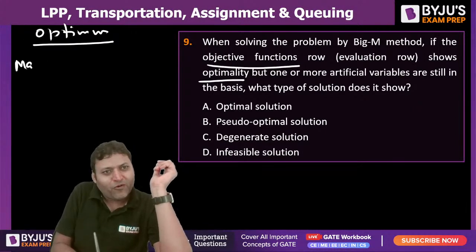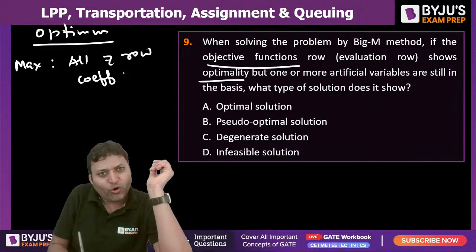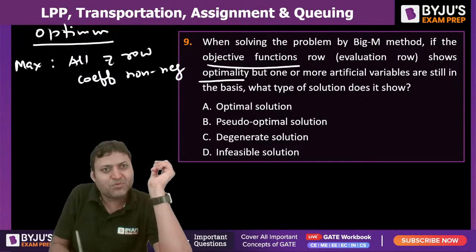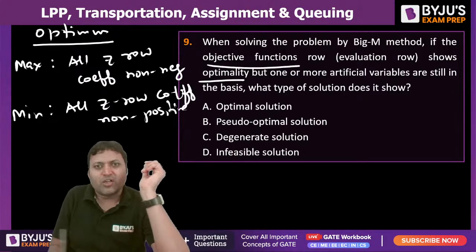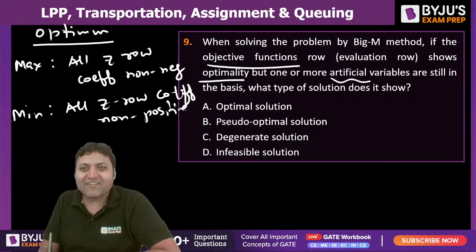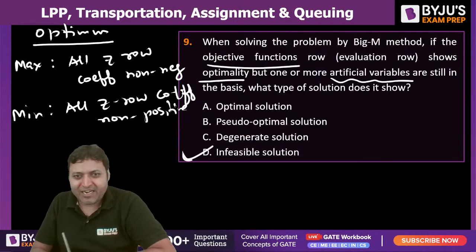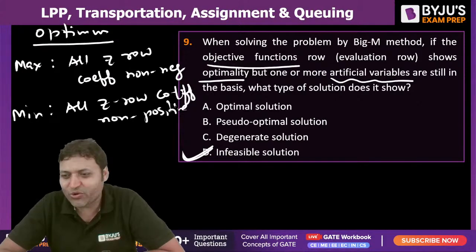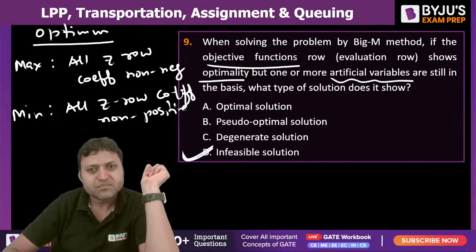For a maximization problem, all Z-row coefficients non-negative, that is optimum. For a minimization problem, all the Z-row coefficients become non-positive. So if there is optimality, but one or more artificial variables are still there in the basis, what type of solution does it show? It is an infeasible solution. I have already told you. Yes, Umar, it will be infeasible, isn't it?